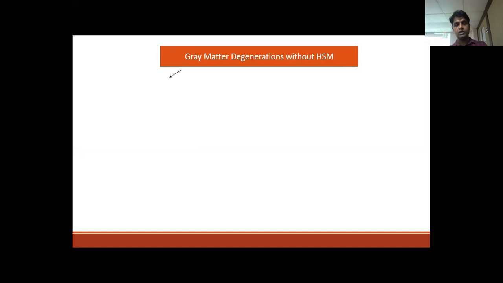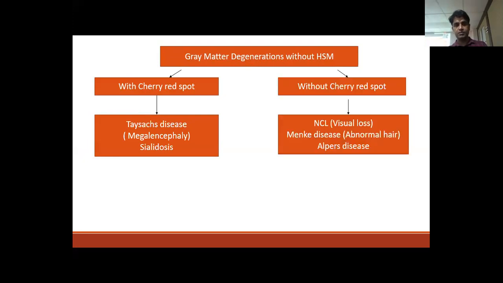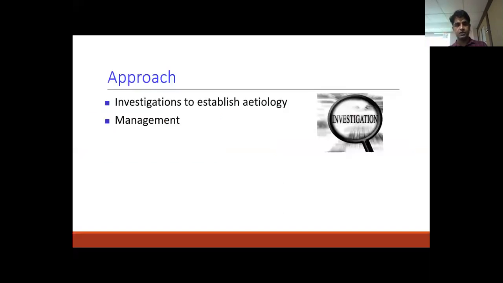Now, gray matter degeneration without hepatosplenomegaly. So there is, with cherry red spot. Cherry red spot is an important clue which helps you to narrow down the diagnosis. So Tay-Sachs and sialidosis. Tay-Sachs has megalencephaly. Without cherry red spot: NCL with visual loss, Menkes disease with abnormal hair, Alpers disease. Now moving on to the next part, the investigation part.